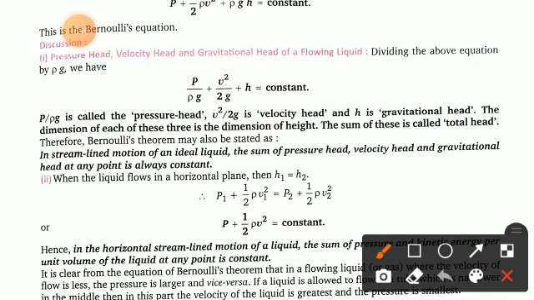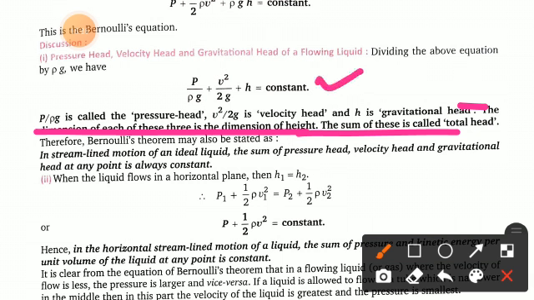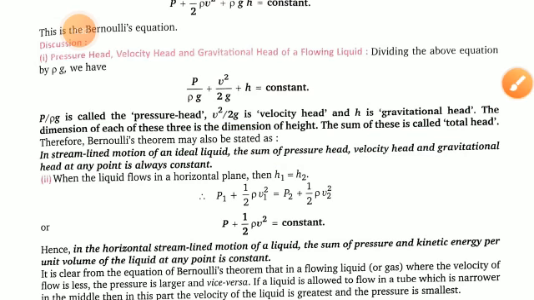I hope you understand it. So the dimension of each of these three is the dimension of height. So the sum of these is called the total head. Clear? It means if we sum all these terms, it is called the total head. Therefore, Bernoulli's theorem may also be stated as: in a streamlined motion of an ideal liquid, the sum of the pressure head, the velocity head, and the gravitational head at any point is always constant.